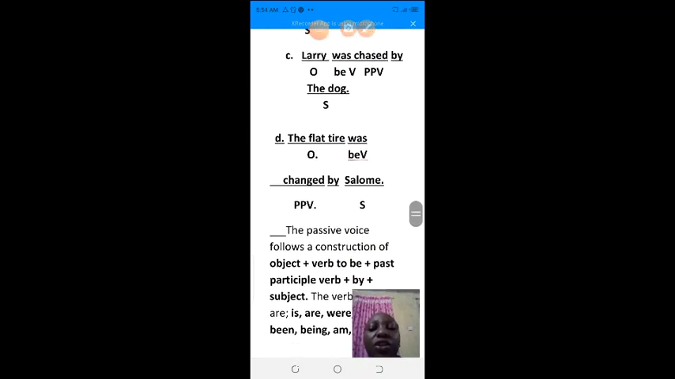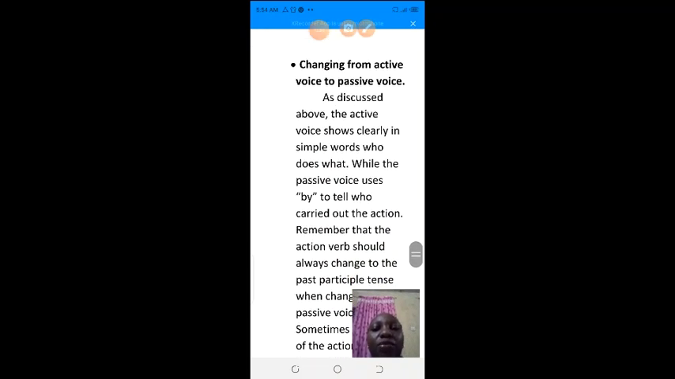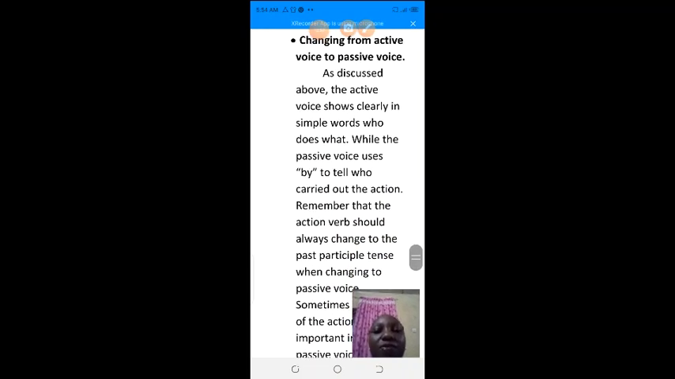Now, how do we change from active to passive voice? Let's see examples changing from active to passive voice. As discussed above, the active voice shows clearly in simple words who does what. I told you the active voice has a direct, clear tone. So it shows you clearly who does what.